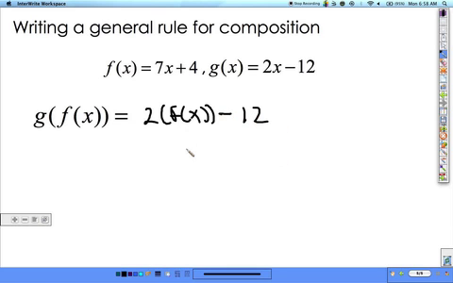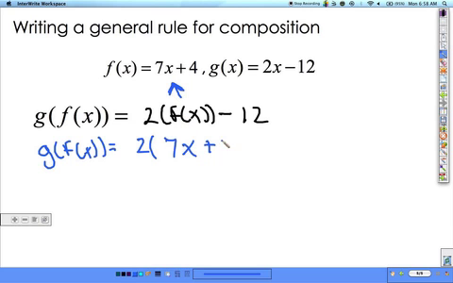And the next thing I want to do is replace this value for f of x. So I have, again, g of f of x equal to 2 times, in parentheses I'll put the actual value, or the functional value, of f of x, so that is 7x plus 4, and then I have minus 12 on the outside.